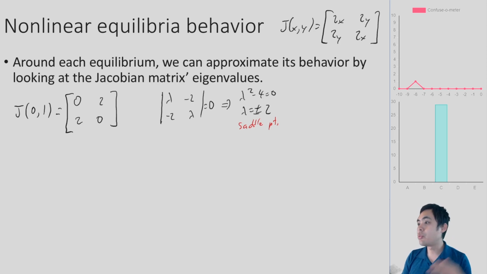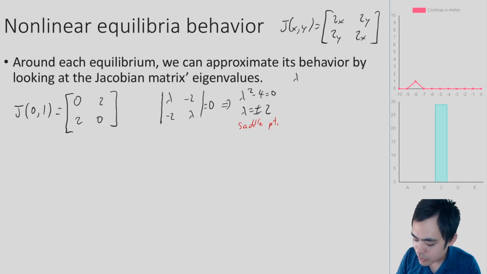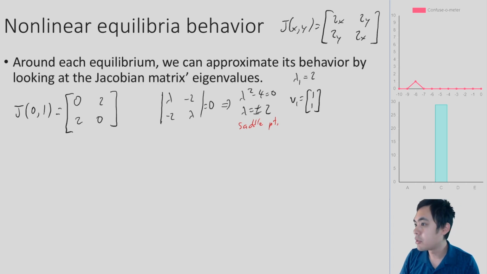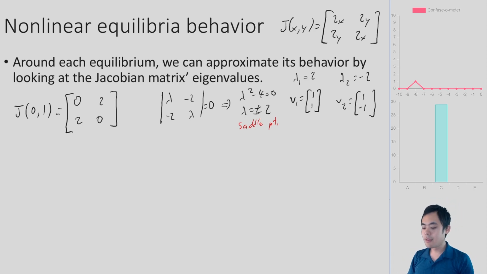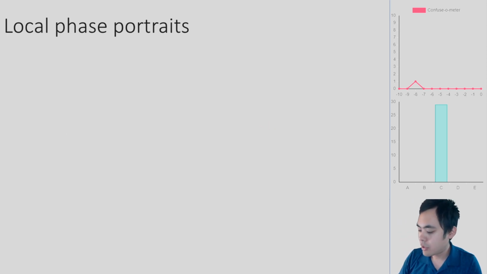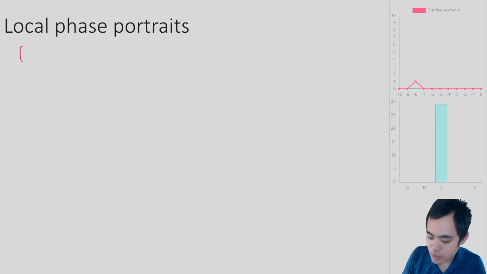Furthermore, if you want to know what direction it goes in on and what direction it goes out on, you can again look at the eigenvectors. So lambda 1 is equal to 2. It turns out that v1 is going to be equal to (1, 1). You can compute this by just computing eigenvectors; I'm not going to do it right now. Lambda 2 is minus 2, and v2 is going to be equal to (1, -1). Let me write this on the next slide, since we can get a local phase portrait around the point (0, 1). We have lambda 1 equal to 2 and v1 equal to (1, 1), lambda 2 equal to minus 2 and v2 equal to (1, -1).